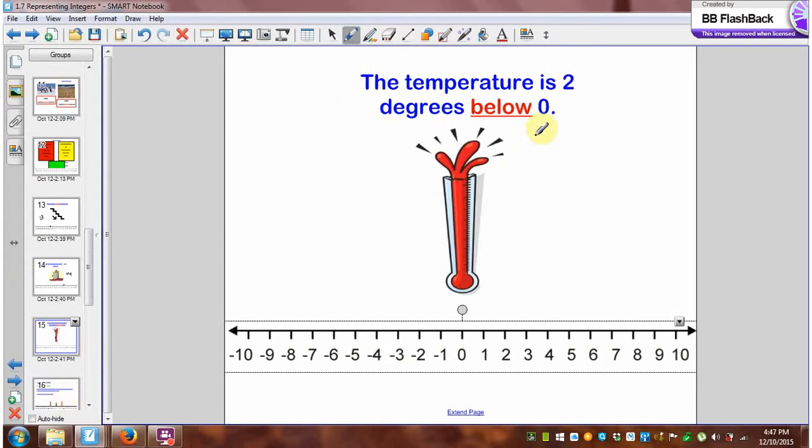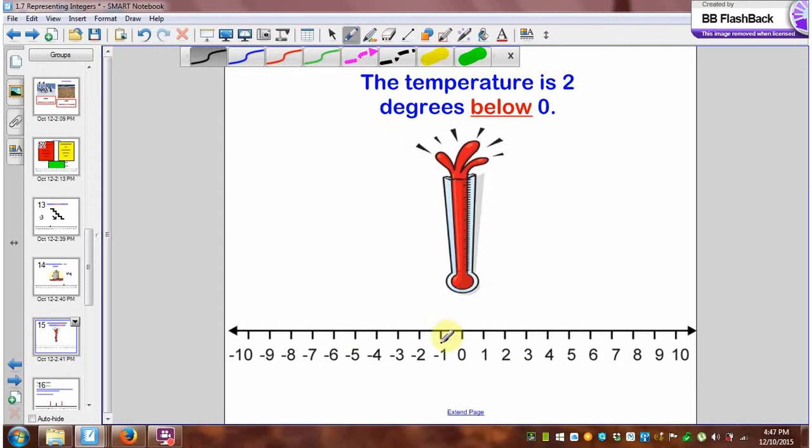Okay, the temperature is 2 degrees below 0. Okay, so if I said it was 2 degrees below 0, that'd be cold, right? That'd be minus 2. So 2 degrees below 0. There's our 0, and we're going down 1, 2, and a negative 2. And that is represented in math by negative 2.